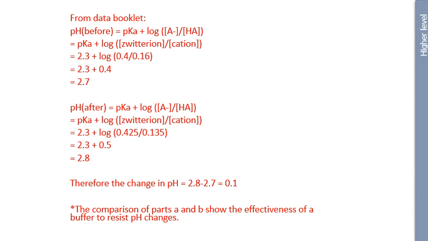Then from our data booklet, we plug in the numbers from the equation, and we get a pH of 2.7 at the start, and then a pH of 2.8 at the end. Therefore, only a pH change of 0.1. Okay, and this just essentially shows the effectiveness of a buffer to resist pH changes.